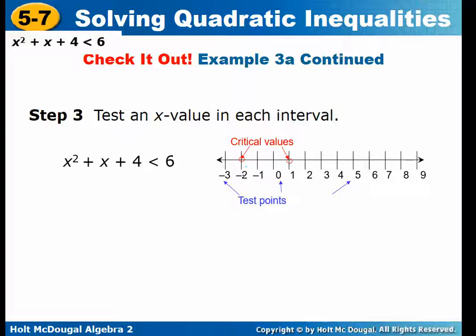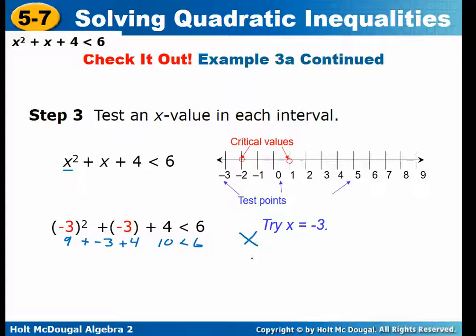So here's my critical values at negative 2 and 1. I'm going to use the point negative 3 for the less than negative 2, 0 for the in between, and 5 for the greater than. Okay, so when we try negative 3, we plug negative 3 in for x. So we'd have negative 3 squared, that's 9, and then plus negative 3 plus 4. So 9 plus negative 3 is 6, 6 plus 4 is 10. 10 is not less than 6. That did not work. So next I'm going to try 0.